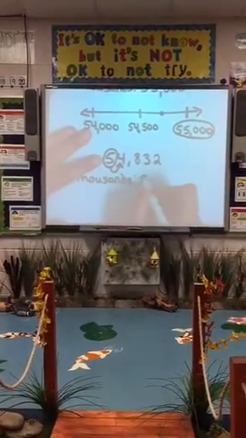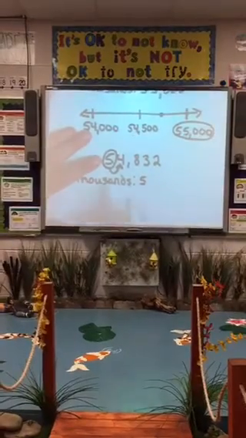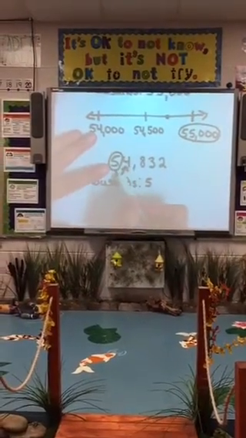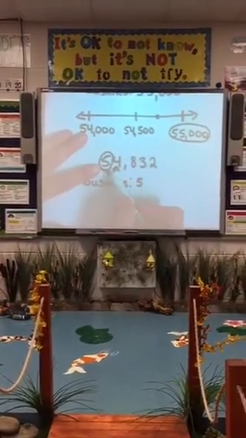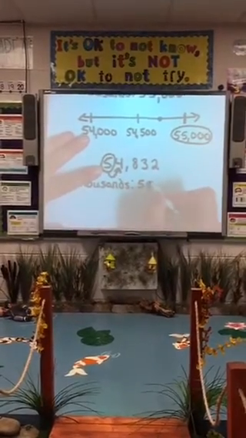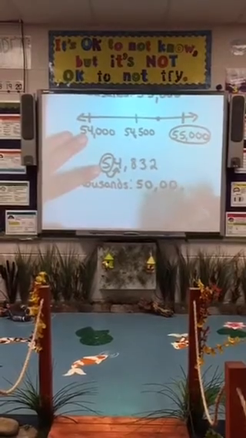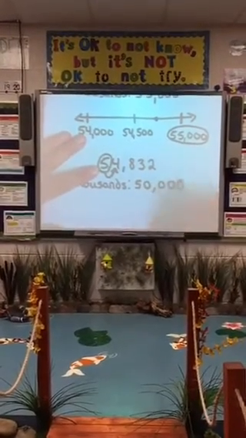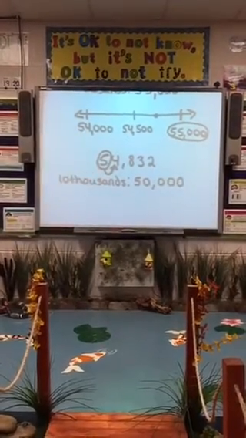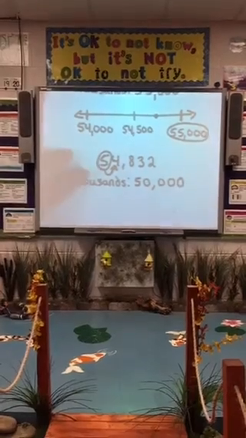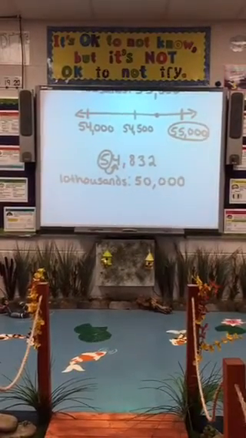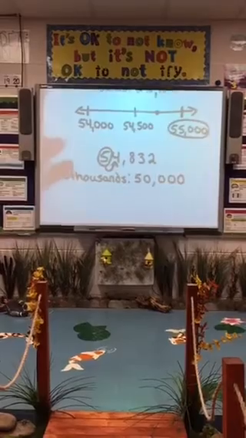I keep the 5, and because it's a whole number, every digit after the circle digit where we're rounding to becomes a 0. So I put a 0 for my thousands, a 0 for the hundreds, 0 for the tens, and 0 for the ones place. So rounding to the nearest 10,000 would be 50,000.